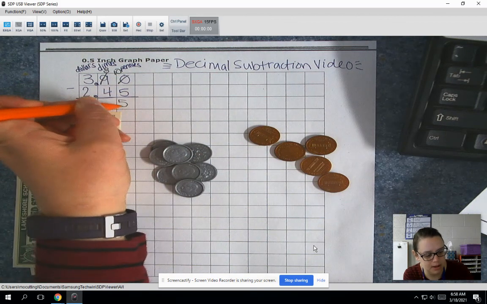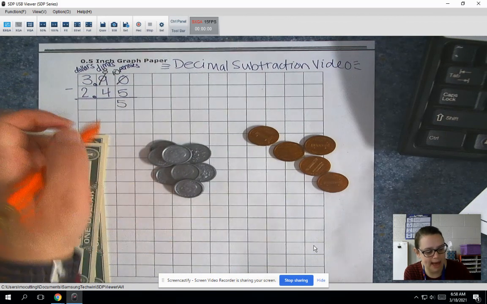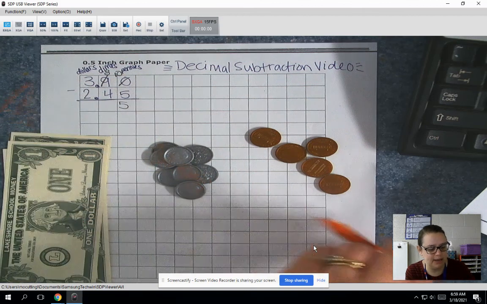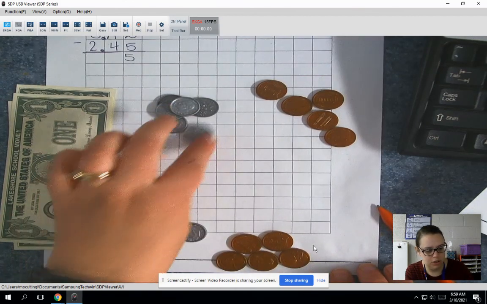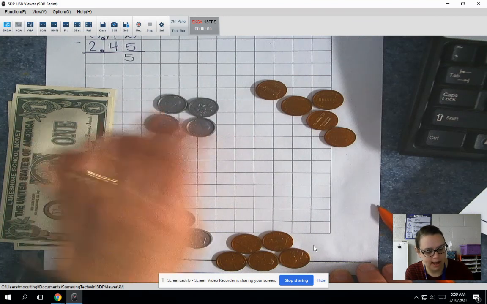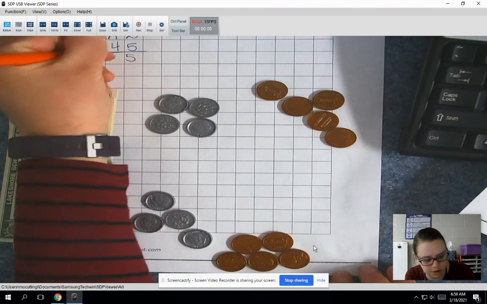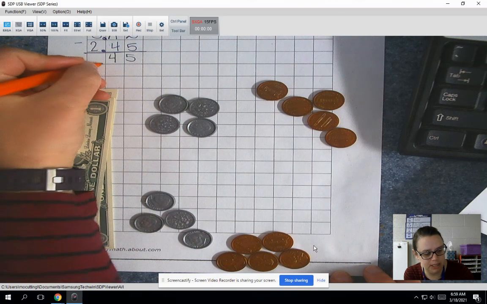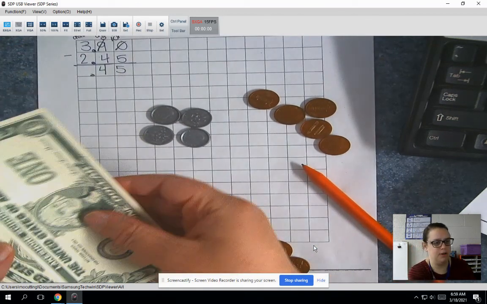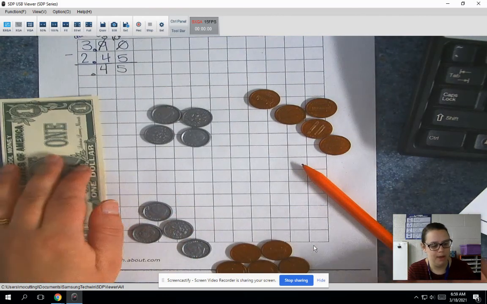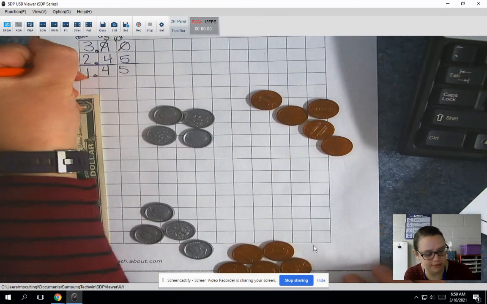Okay. So now my dimes, I have 8 dimes. I need to take 4 of them away. 1, 2, 3, 4. I have 4 left. 8 minus 4 is 4. Perfect. I'm going to put my decimal down. I have $3. I need to take away $2. 1, 2. Bam. I have $1 left.